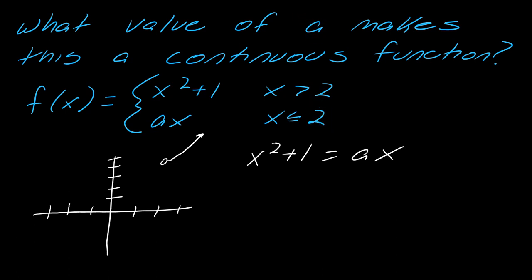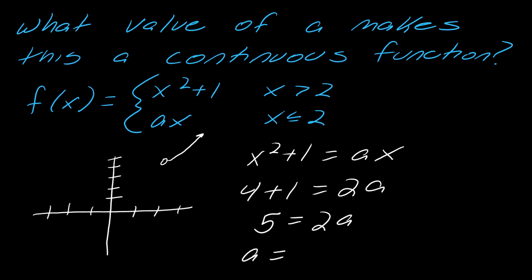If I plug in 2, this will give me 4 plus 1 equals 2a, right? That's just me plugging in 2 for all the x's. Now I can look at this and say, oh, I can solve for this. So this is 5 equals 2a. So the a that I need for these to be interconnected would be 5 over 2.